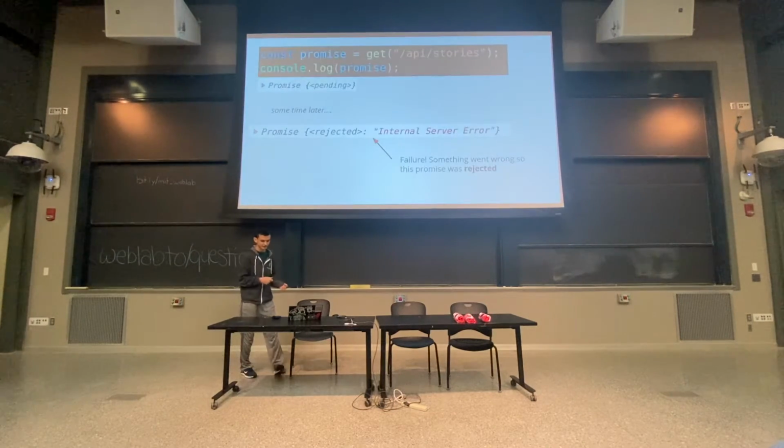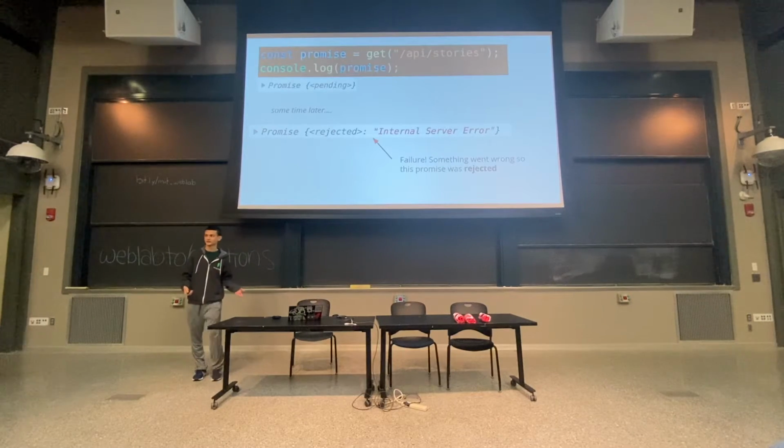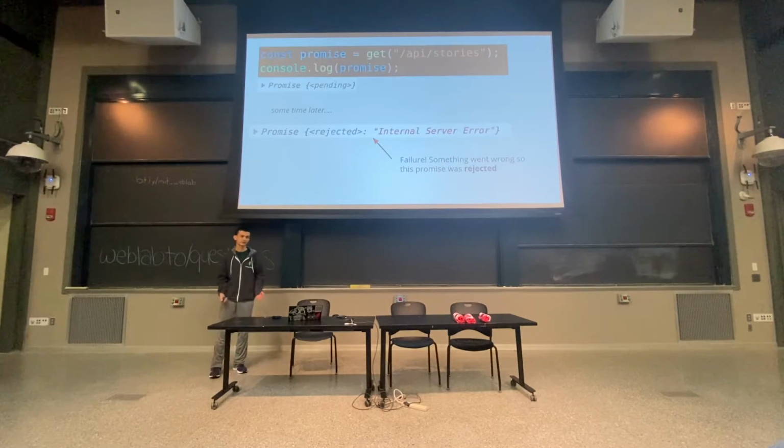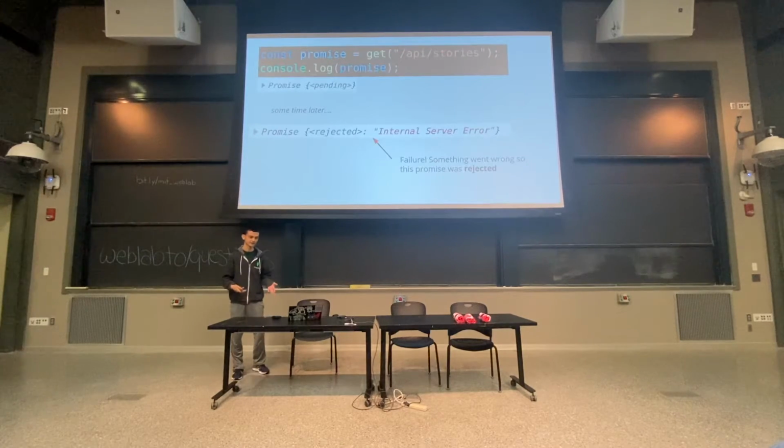But what if it doesn't get resolved, it gets rejected? So we send the API request to stories, and maybe our server has a bug or something, so it crashes. In that case, the .then will not run, because .then only runs when a request is resolved. So how do we handle this?